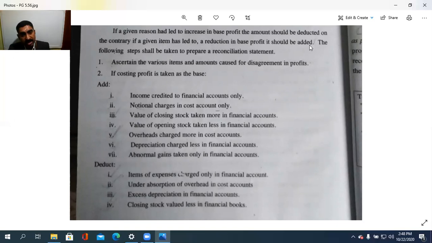കുറവ് ചാർജ് ചെയ്തത് എന്ത് ചെയ്യണം? ആഡ് ചെയ്യണം. കൂടുതൽ ചാർജ് ചെയ്തത് ഡിഡക്ട് ചെയ്യണം. പിന്നെ ക്ലോസിംഗ് സ്റ്റോക്കോ അവിടെ പറയുന്നുണ്ടായിരുന്നു value of the closing stock taken more in financial account or financial books. കൂടുതലായിട്ട് ക്ലോസിംഗ് സ്റ്റോക്ക് എടുത്തിരിക്കുന്നത് ആഡ് ചെയ്യണം. അപ്പൊ കുറവുള്ളതോ ഡിഡക്ട് ചെയ്യണം. So closing stock valued less in financial books.